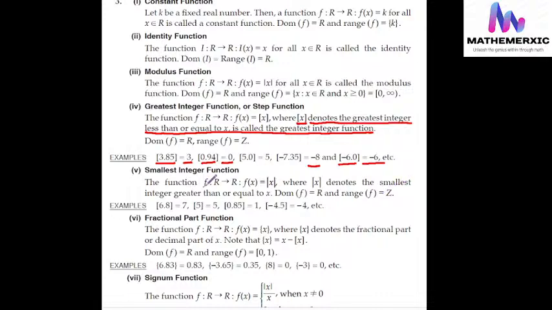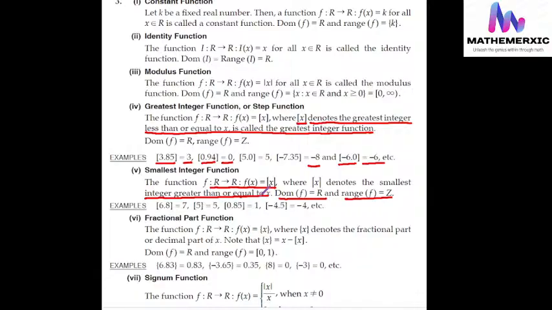The smallest integer function: the function f is such that R tends to R, such that f(x) is the smallest integer function, which denotes the smallest integer greater than or equal to x. The domain of f is R, the range of f is Z. For 6.8, the smallest integer function denotes the smallest integer greater than or equal to x.